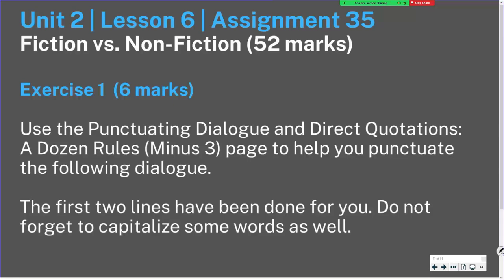So assignment number 35 is asking you to look at fiction and nonfiction. So we're looking at narratives, right? So these are narratives, okay? And a narrative is a story that's told.